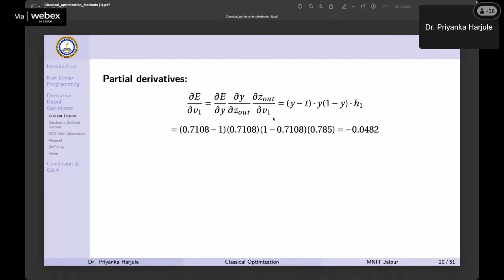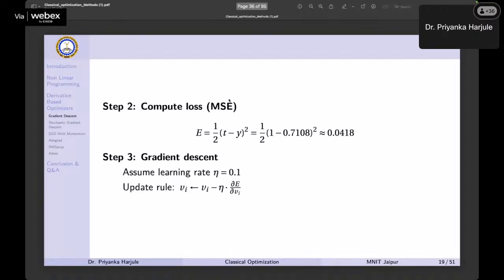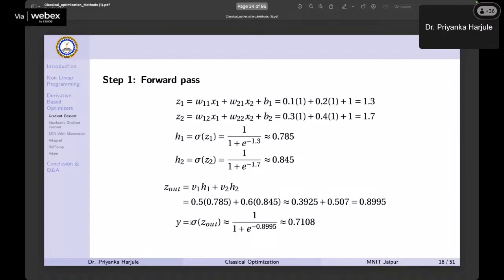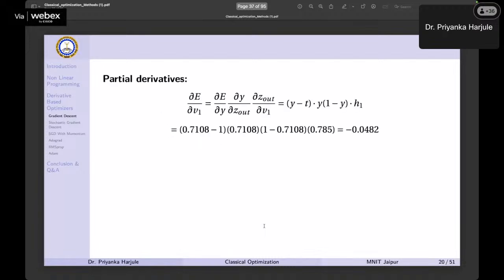So these can be calculated using what we already have. We know that e is equal to half t minus y the whole square. So when we differentiate this partially with respect to y, you will get it as minus of t minus y. And you also have the expression for y, which is the sigma of z out, whose partial derivative with respect to z out also can be found out. And finally that is equal to y times 1 minus y. So you can calculate this. The partial derivative of the sigmoid function comes out to be this.